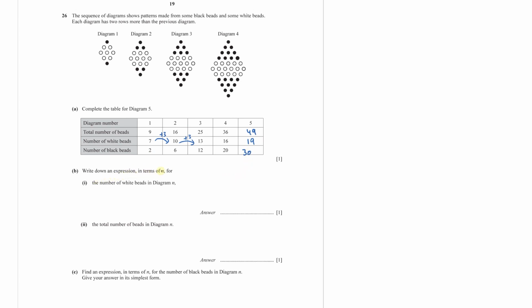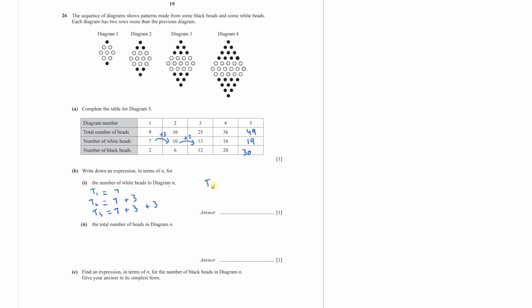Write down an expression in terms of n for the number of white beads in diagram n. The number of white beads is given by a sequence where you are adding 3 to the previous term to get the next term. So let's see. Your first term, let's call it t1, is 7, and then you add 3. So your second term is 7 plus 3, and your third term is 7 plus 3 plus 3. So each time you add another 3.